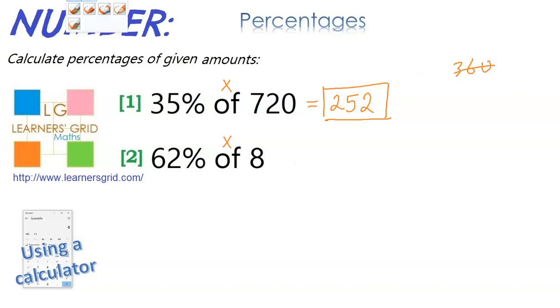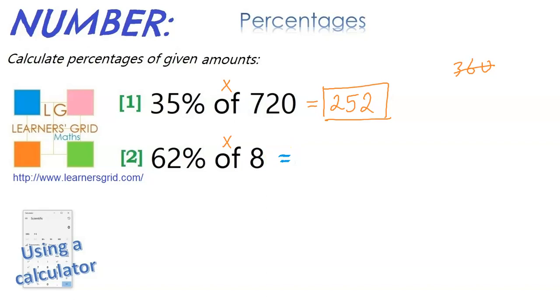Okay, let's have a look at this second question. 62% of 8. Well, that's a bit crazy. 62% of 8. So my answer for sure looks like it's going to be way less than 8, but more than 4. Half or 50% of 8 is 4, so it's going to be over 4. Probably looks like it's going to be a decimal by the looks of it.